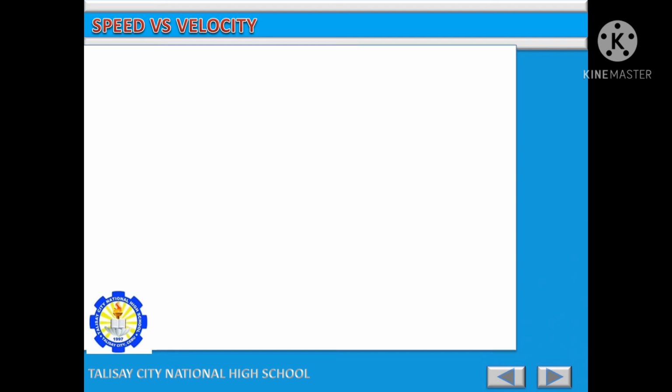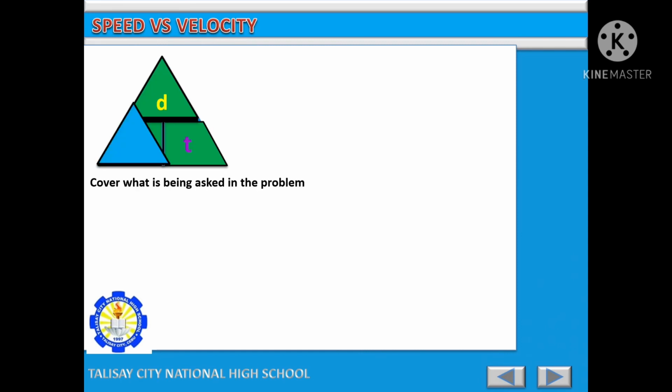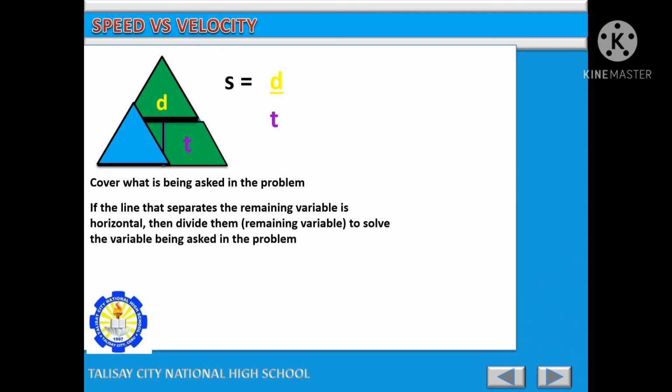Using our magic triangle, we cover our speed because that is what is being asked in the problem. So what is left is distance and time. The line that divides distance and time is horizontal. Therefore, in solving for speed, we divide distance over time. So speed is distance over time in this example. Therefore, speed is the total distance divided by the total time.